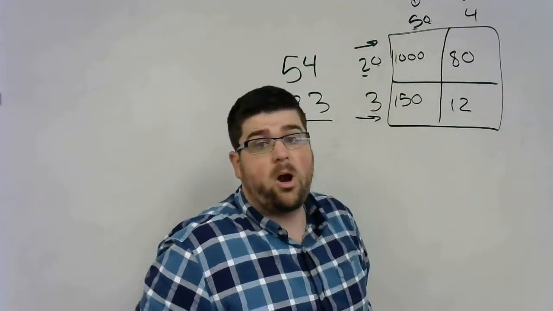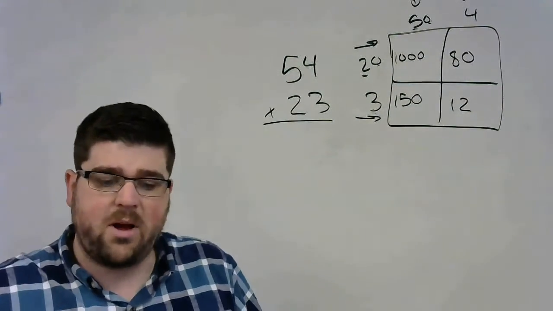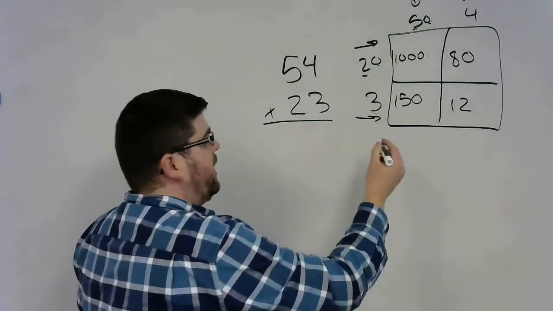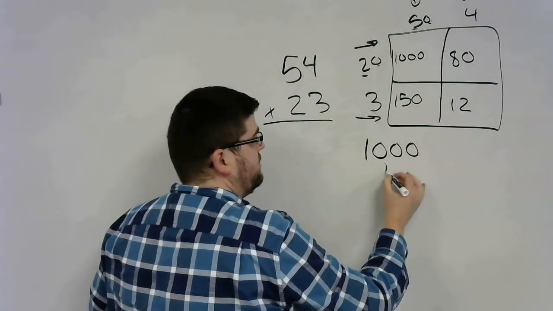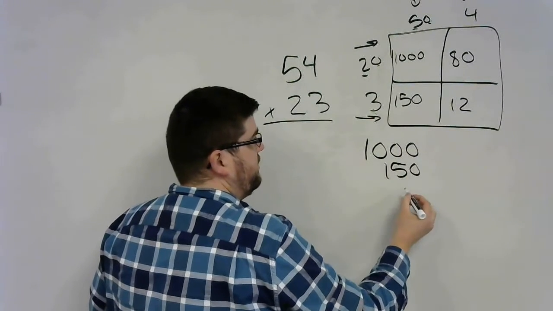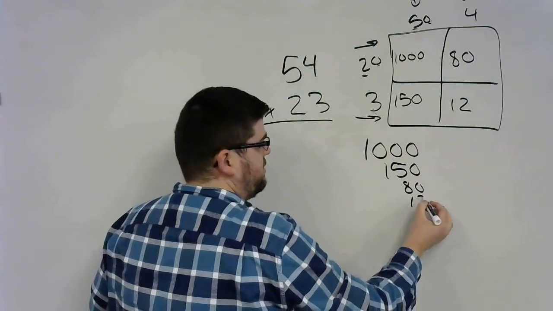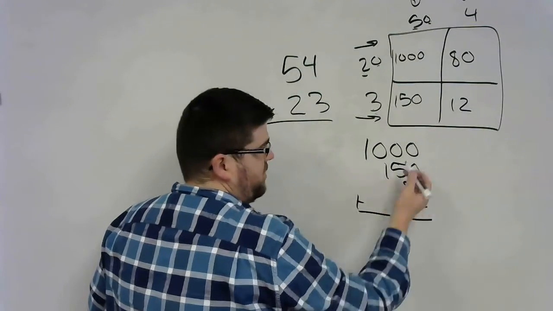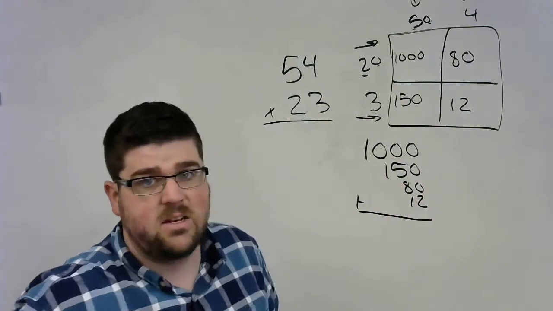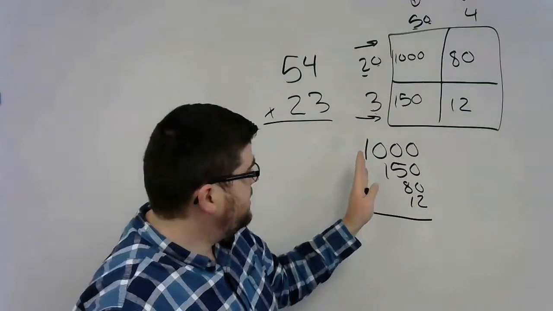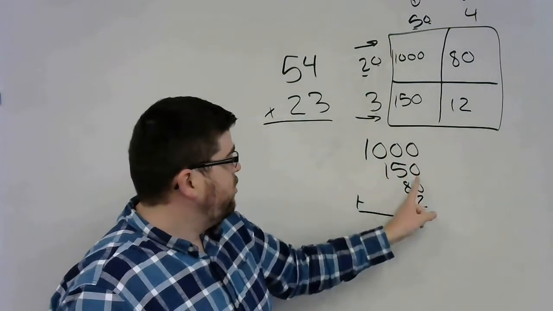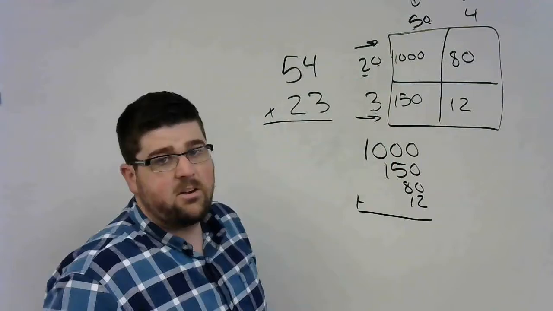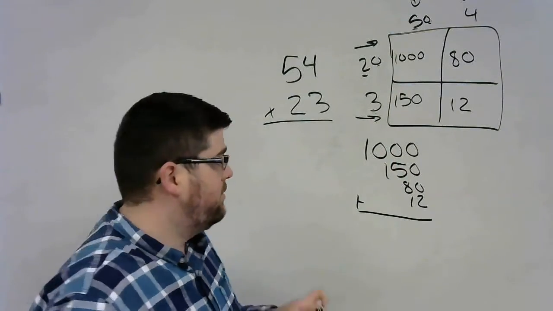Now remember, these are called partial products because they are part of my final answer. So what I do is I just add these up. 1,000 plus 150 plus 80 plus 12. Make sure that the place value on these is nice and straight, because if the place value is off, you will add them wrong and it'll be incorrect. So ones, tens, hundreds, thousands. Make sure that it's straight up and down.